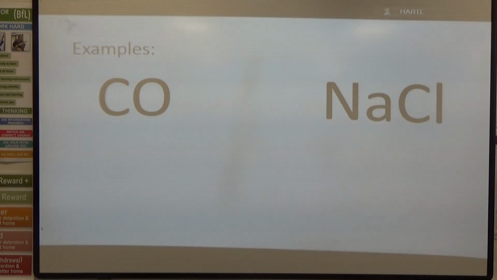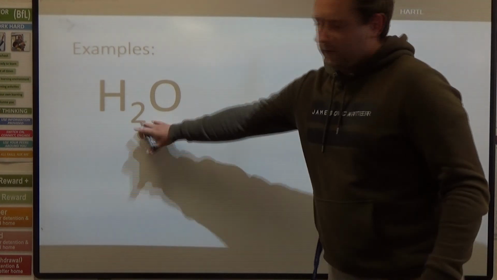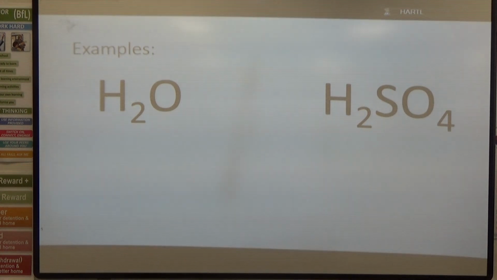Right, next 2 then. So these 2 now have got little numbers in them. Okay, so you've got H2O and you've got H2SO4. Now, H2 means 2 hydrogens, right? Yes, so like Jake said, if it has a number after the element, it is for the element before it. Okay, so H2 is for hydrogen. So if you get those down into your books for me.